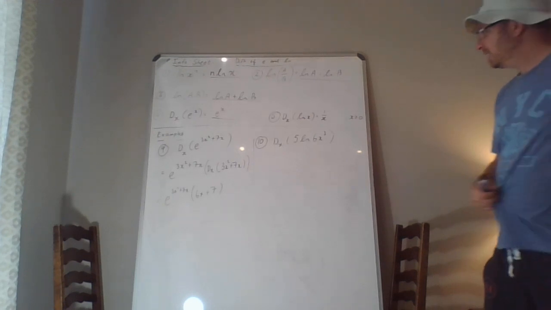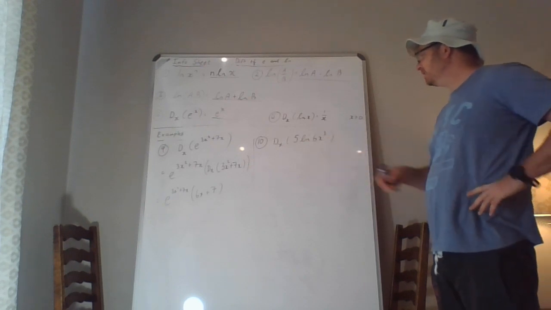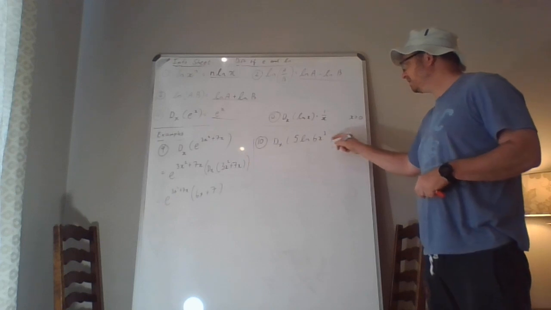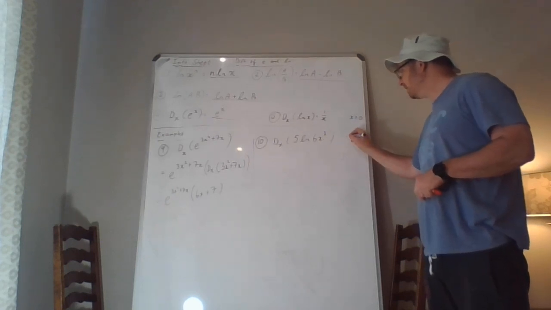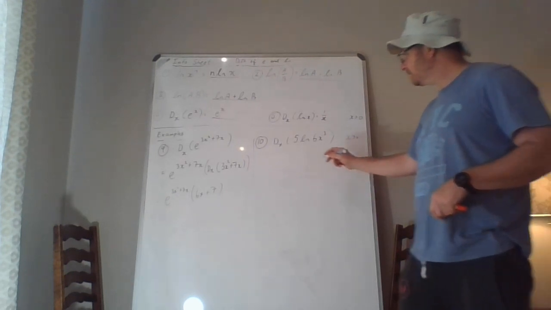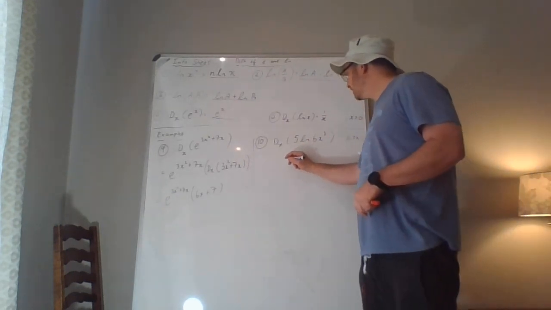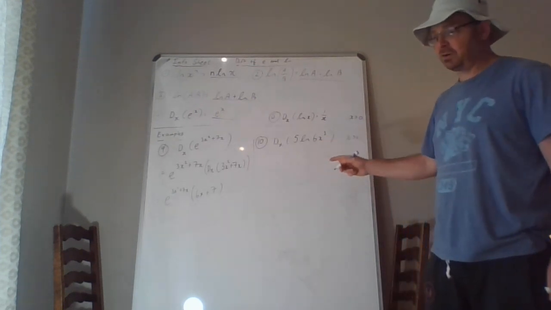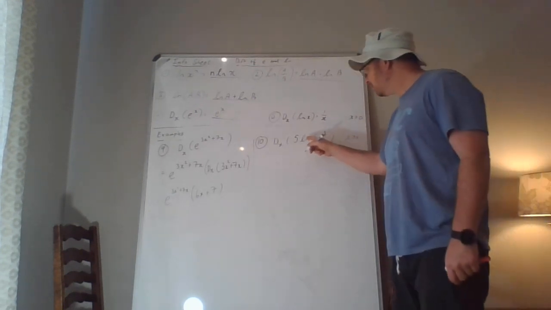Right. The next one, derivative of 5 ln(6x³). Well, don't forget 6x³ has to be bigger than 0, so x has to be bigger than 0. So that's your restriction. Right, the derivative of 5 ln(6x³). Well, you can do it both ways. You can use the chain rule or you can use the log law first. I think I'm going to use the log law first.